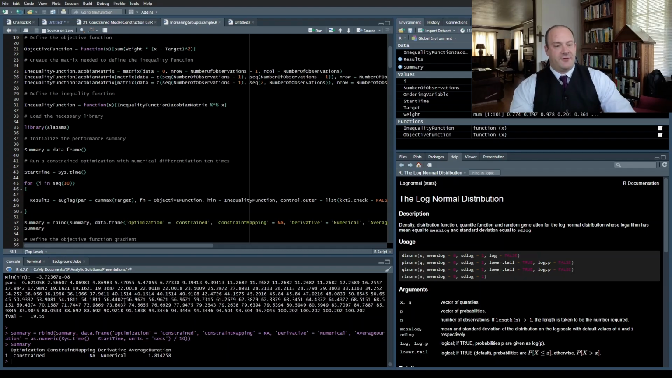How long did that take, Mr. Auglag? Well, we did it 10 times because we want to get some sort of stable sense of how long it takes. On average, it took about 1.8 seconds to run that constrained optimization problem. 101 input variables, 100 constraints. Meanwhile, we check back to Excel. Excel Solver is still running. So already we're seeing the advantage of doing things somewhat more procedurally, somewhat more abstractly, somewhat more mathematically in R, and presumably Python, though I haven't implemented it there, because the speed greatly outstrips Excel. We've already put it in the dust.